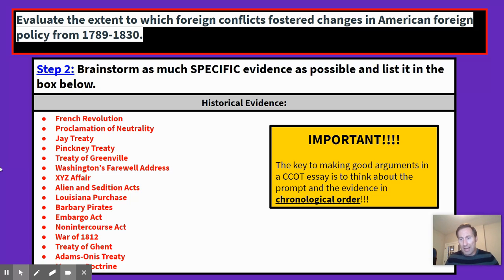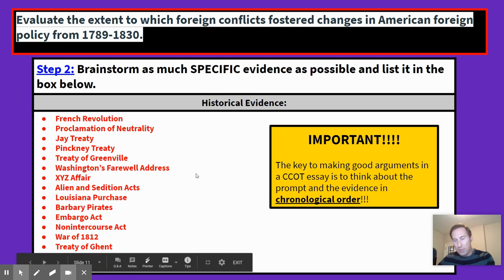You could just jot down some things that come to mind immediately, and then arrange them quickly in chronological order before you start to search for bigger changes and continuities, bigger trends that will help you create arguments for your thesis. Okay, so this goes all the way up to the Monroe Doctrine, which would be in 1823. So there's a lot of stuff here to work with.